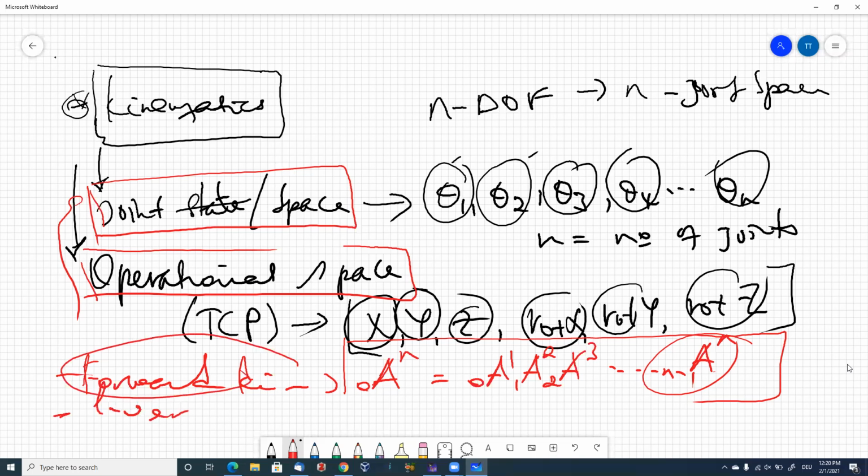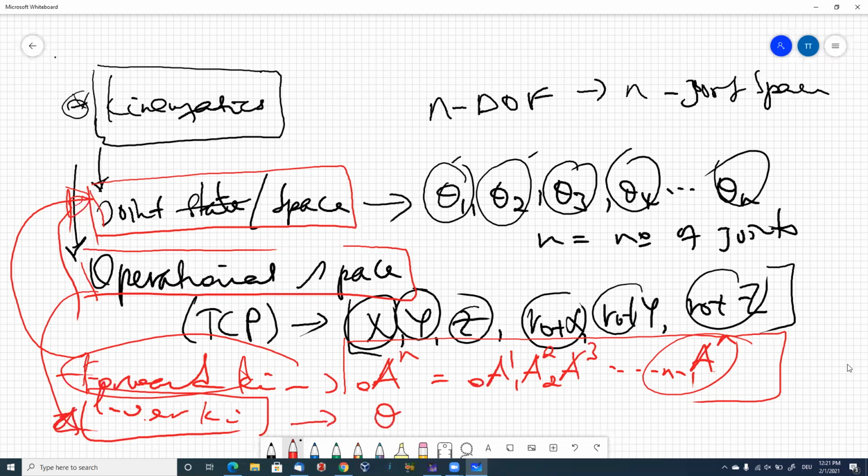Forward kinematics uses the joint space in order to compute the tool center position, whereas inverse kinematics uses the operational space variables as an input and then calculates the values of theta 1, theta 2, theta 3, up to theta n.